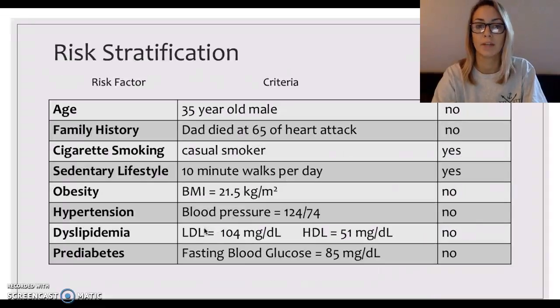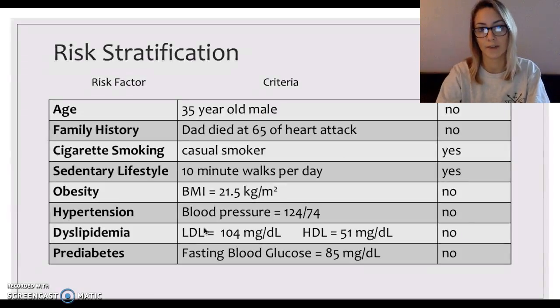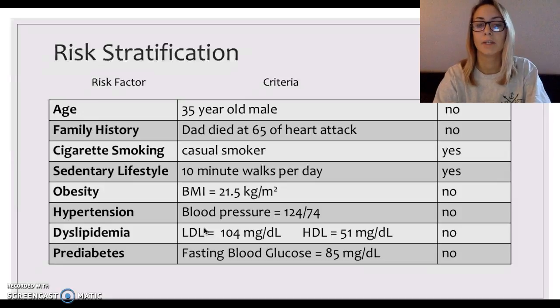For my risk stratification, his age: he is a 35-year-old male. That is not a risk factor. His family history: his dad died at 65 of a heart attack. Since he is above 55 years of age, that is not a risk factor. Since John is a casual smoker, that is considered a risk factor because he has smoked within the last 6 months. He has a sedentary lifestyle because he walks only 10 minutes per day, which does not equate to 30 minutes 3 times a day, so that is considered a risk.